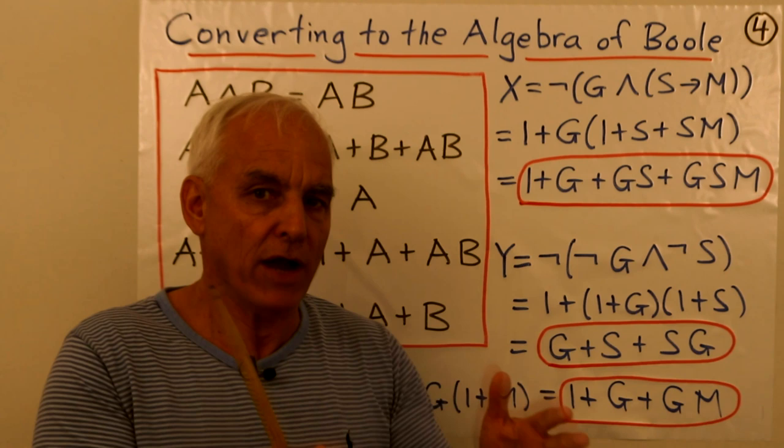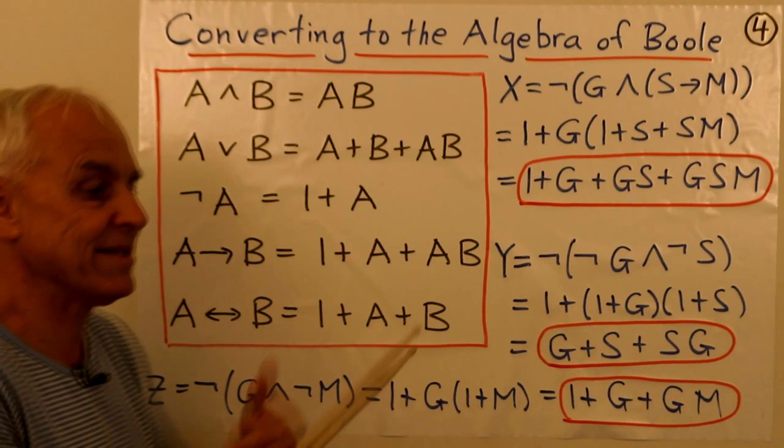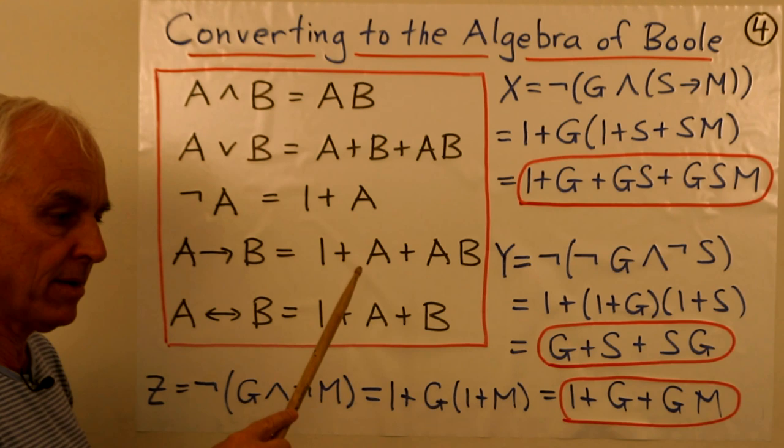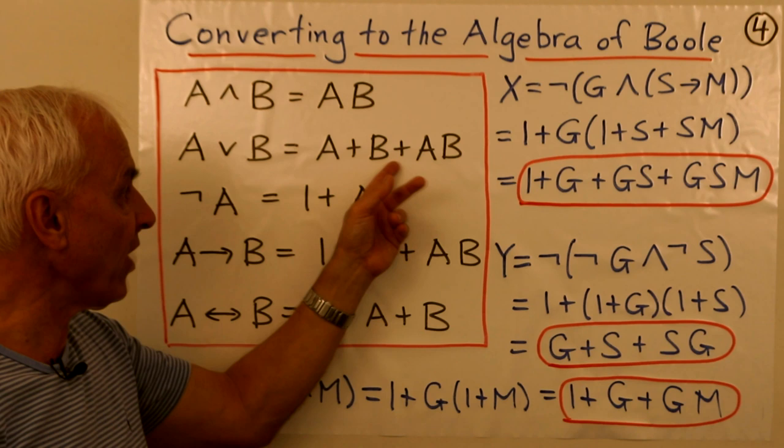So, the things that we have to remember are that A and B, that logical connective, is translated into just the product, while A or B is translated as A plus B plus AB. A or B, that's like an inclusive or. The plus sign here is an exclusive or. So that's how we go from that one to that one.